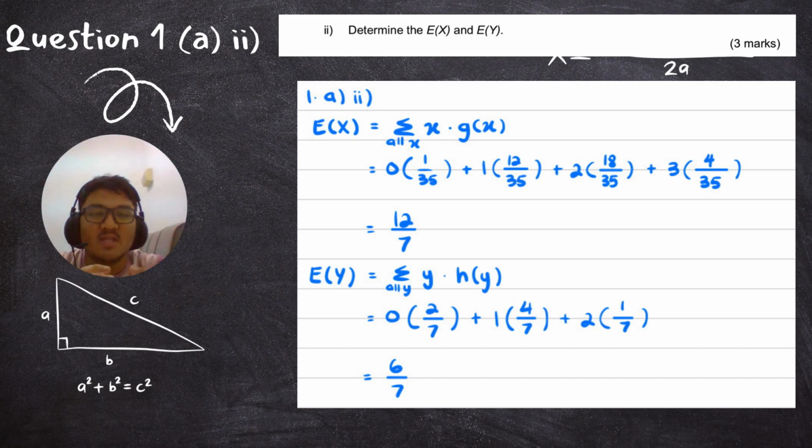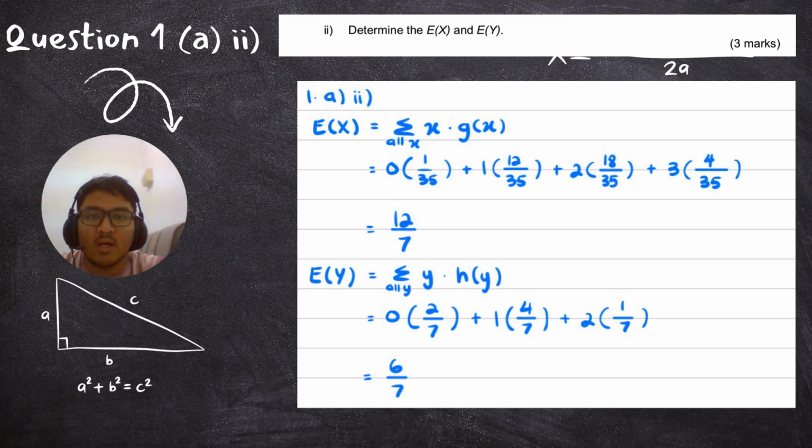Next, we find the expected values of X and Y. The expected value is found by multiplying each value by its probability and adding them up. So for finding the expected value of X, we can use the formula as shown in the image, which is the summation of all x times g(x), and as a result we'll get 12/7.